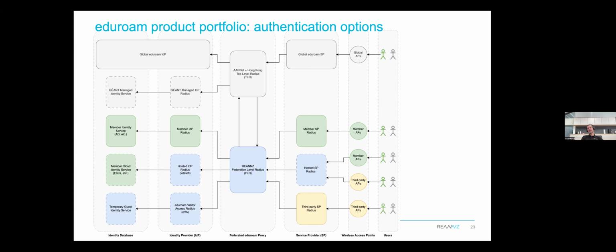And finally, there's also the REANNZ managed IDP, which is a service available just for small organizations under 200 staff for getting eduroam credentials based on a hosted service. However, these are not linked to institutional identity, and would need to be managed separately. And the hosted IDP service that we are rolling out would mostly supersede that, with just linking directly to the member's Entra ID.